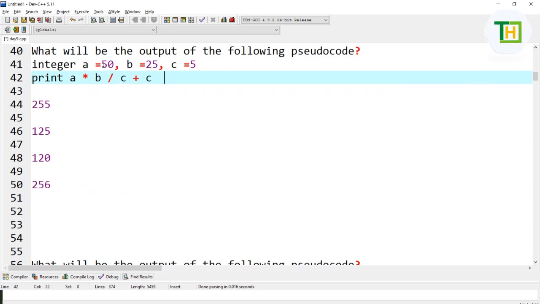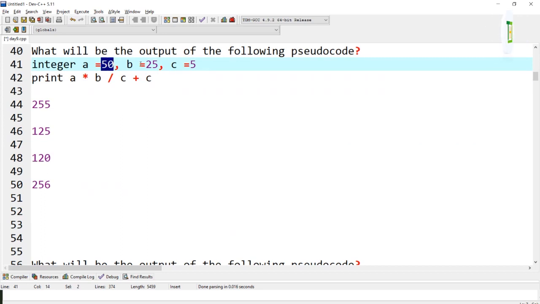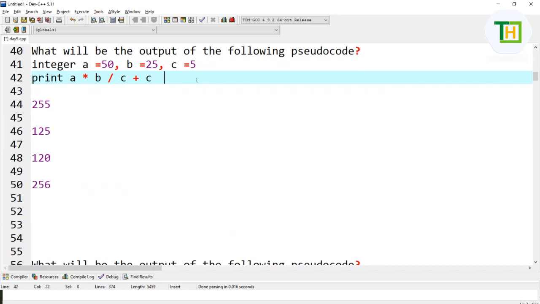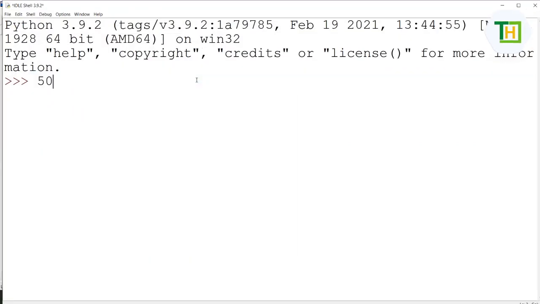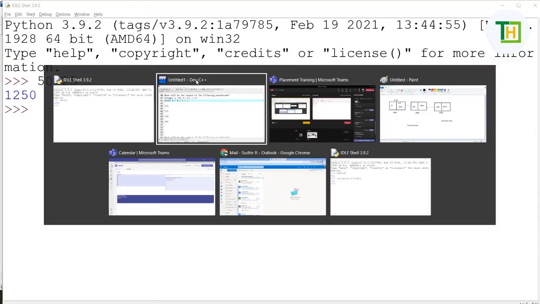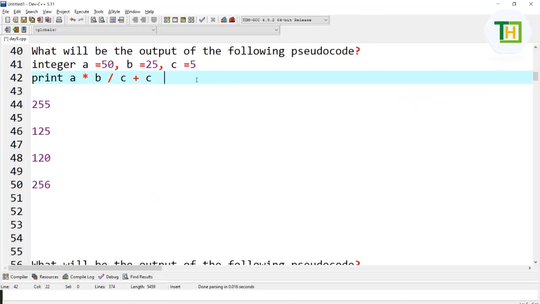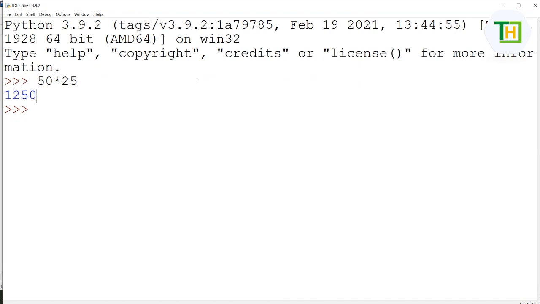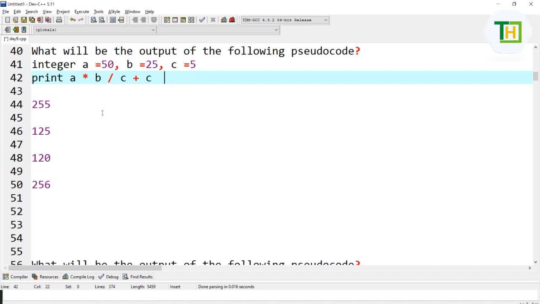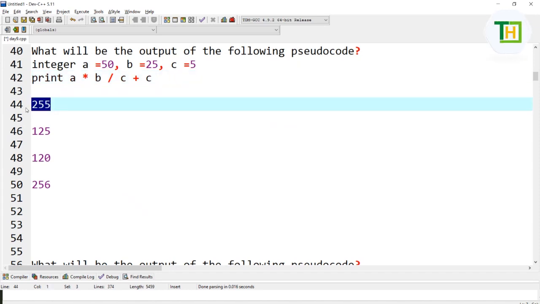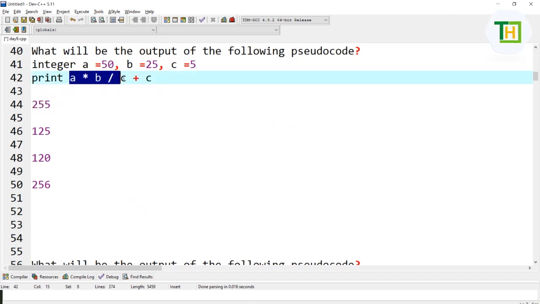And B is what? A into B here. 50 into 25 is done. And then it is going to be divided by 5, and that is 250. 250 plus 5, 255 is the answer. Both have the same precedence, right?